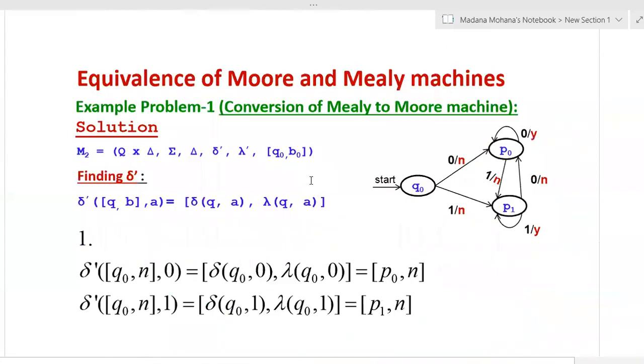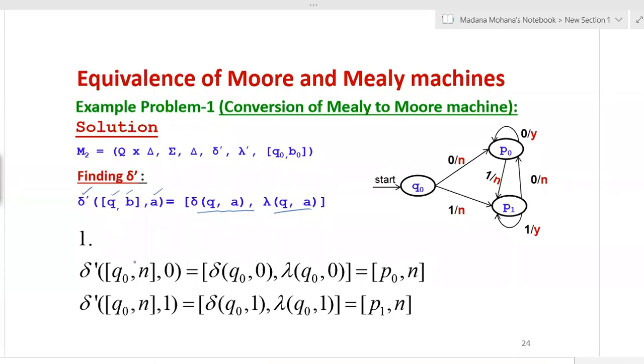So as for the procedure of this equivalence theorem, first use the transition function delta dash. So delta dash of the pair (q, b) on input a can be written as the combination of the transition function delta of (q, a) and the output function lambda of (q, a). So now using the given Mealy machine, you can find these values. Then again that will become the next state.